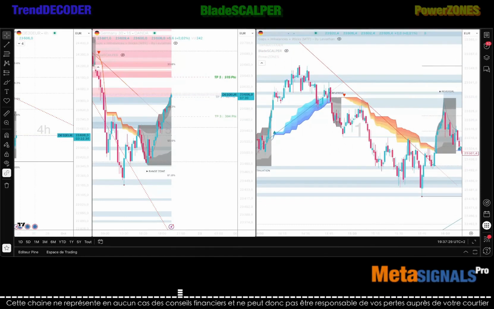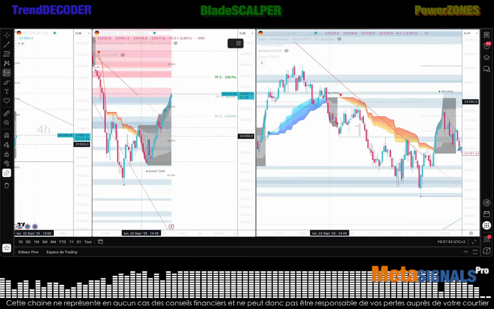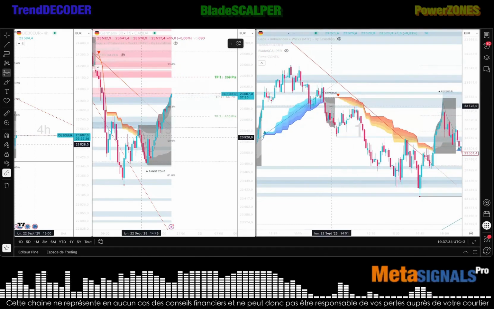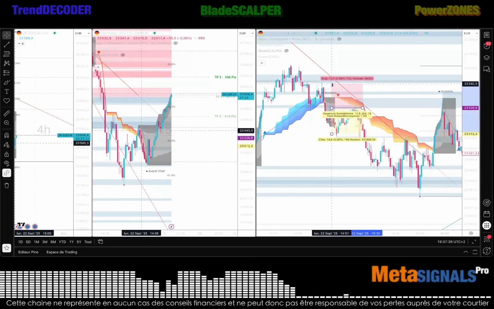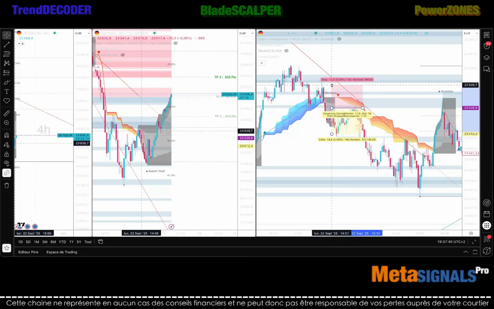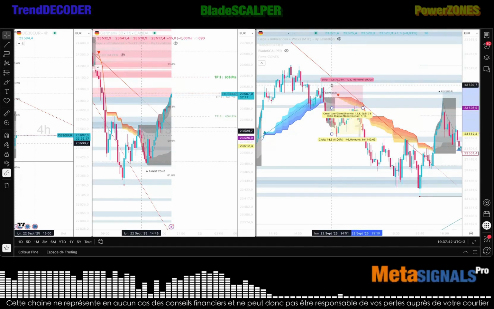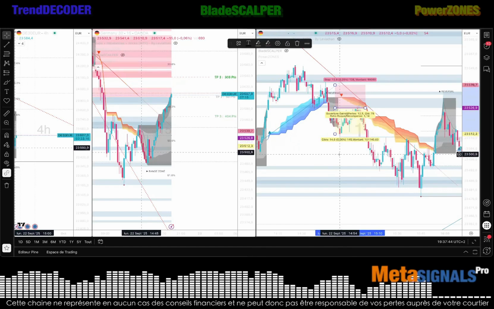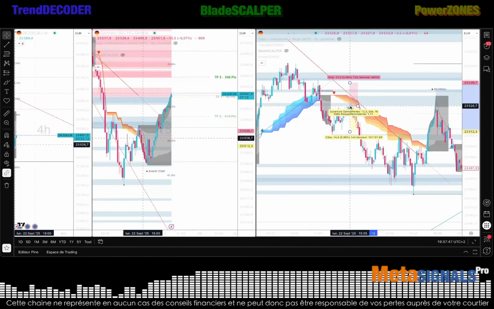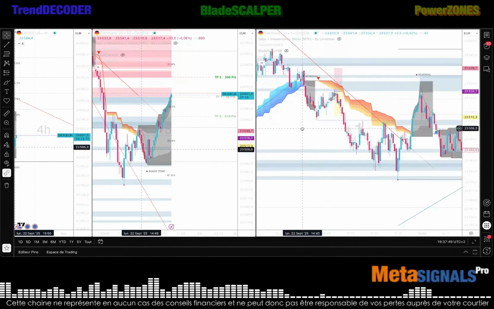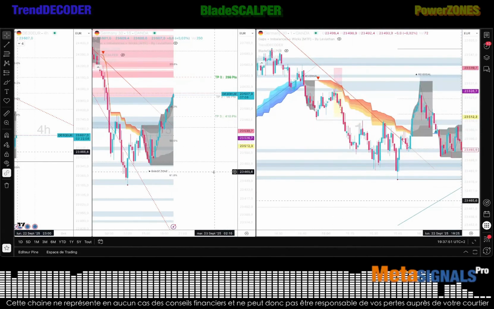So here we don't really need to overthink it. What interests us is to enter either on this zone here or on this zone here. So we're simply going to cover the whole zone. There, that way we cover both zones. So we're going to put something like this. This trade here would have been triggered here. Perfect. And to go for it, well, I have two ways.